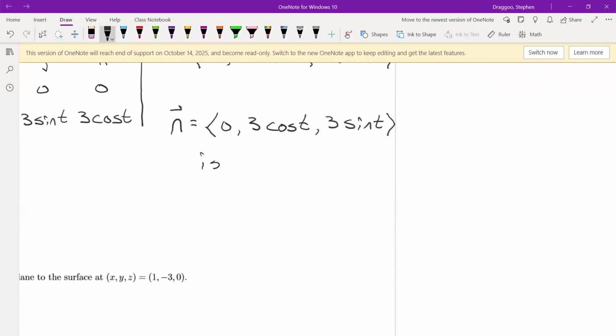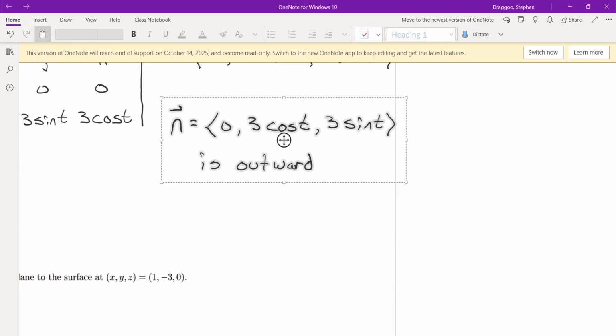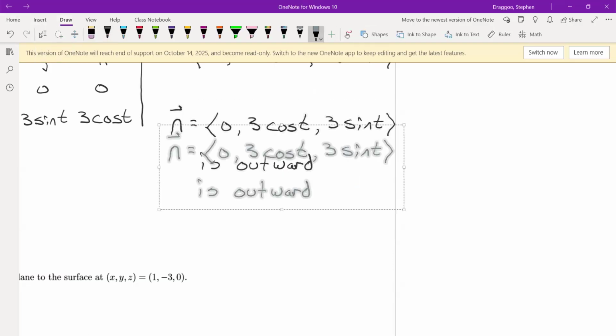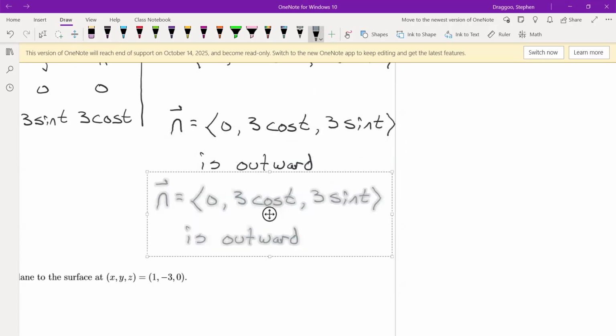And that is going to be my outward pointing normal vector. So this one is outward. And if I again use some magic of copy and paste, I'm going to change this to gray and say that if I add negatives back in to each of those components, I now have the inward pointing normal vector. But again, we wanted the outward pointing one, so we'll go with one that has the positive coefficients.